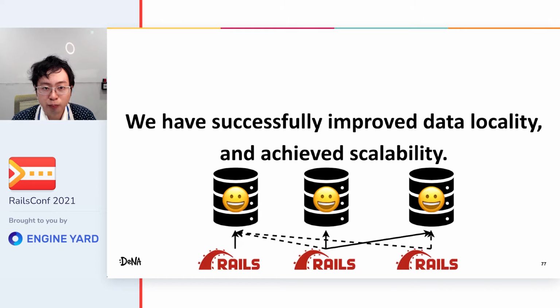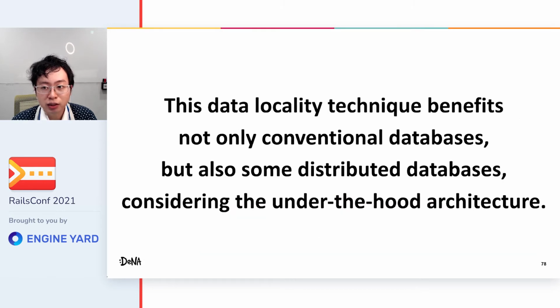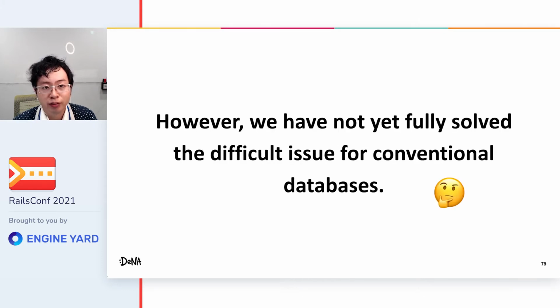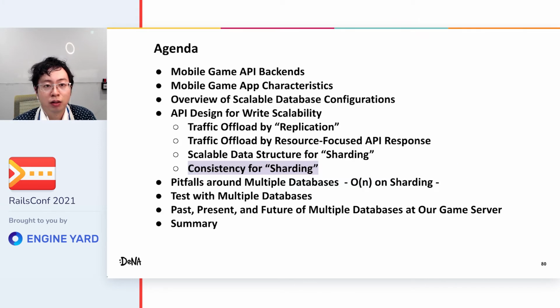We have successfully improved data locality and achieved scalability. This data locality technique benefits not only conventional databases but also some distributed databases, considering the under-the-hood architecture. However, we have not yet fully solved the difficult issue for conventional databases. Now let's look at consistency for sharding, the last part of API design.